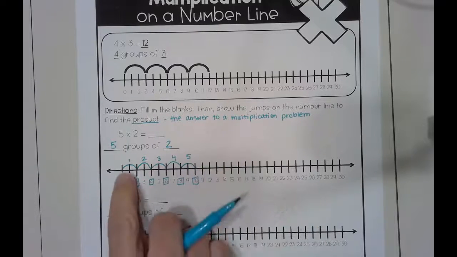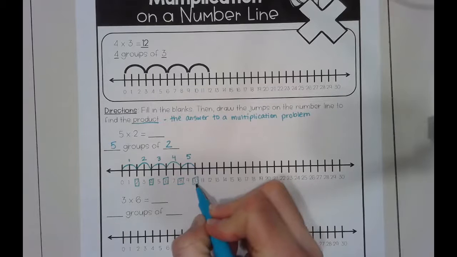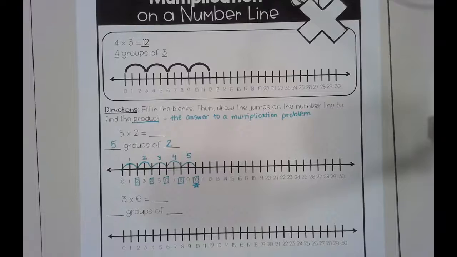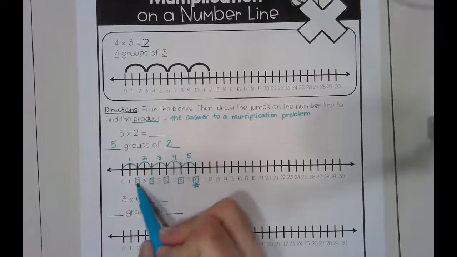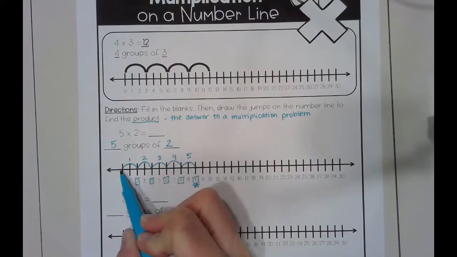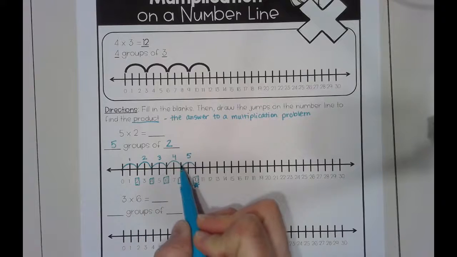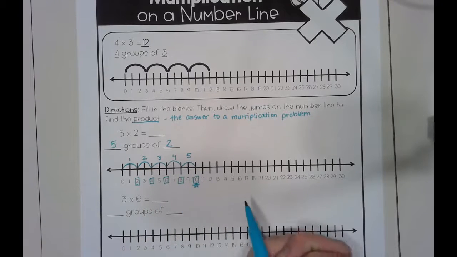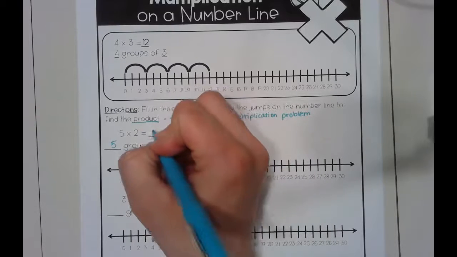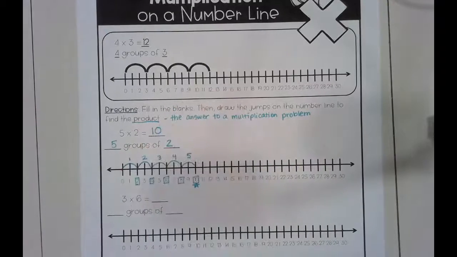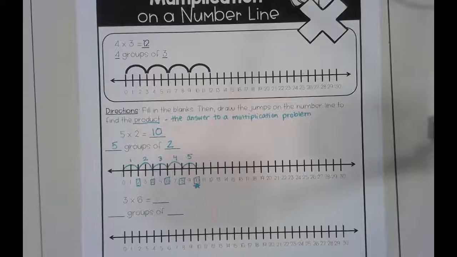5 groups of 2 gets me to 10, which is my answer. I skip counted by 2s 5 times: 1, 2, 3, 4, 5. 5 times 2 equals 10. So that's how we can use the number line to help us multiply. Let's try another one together.